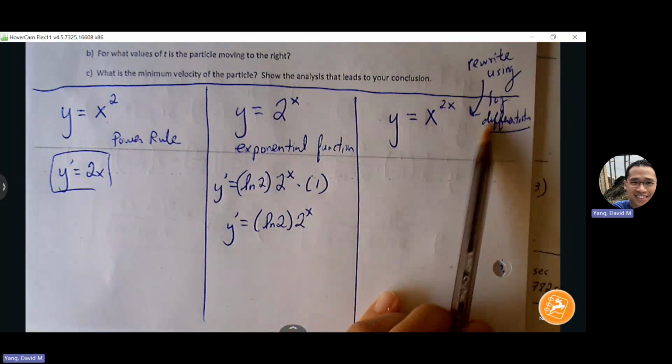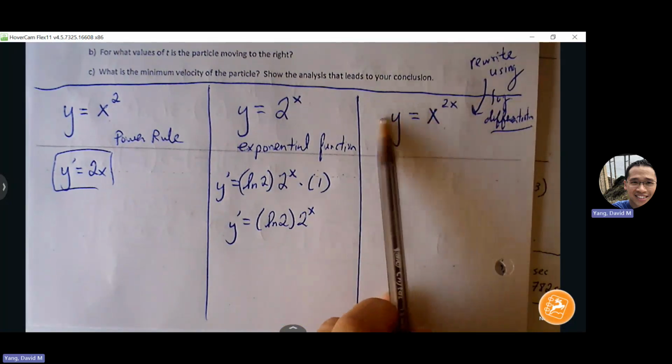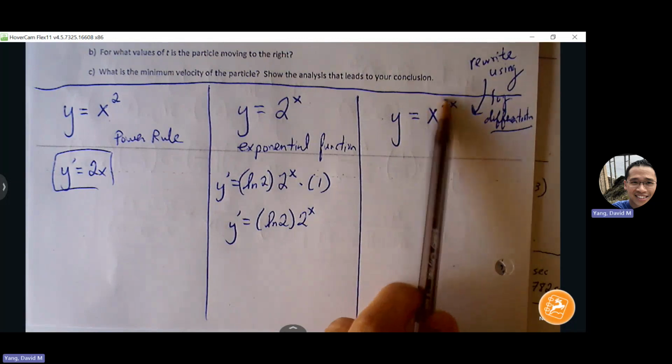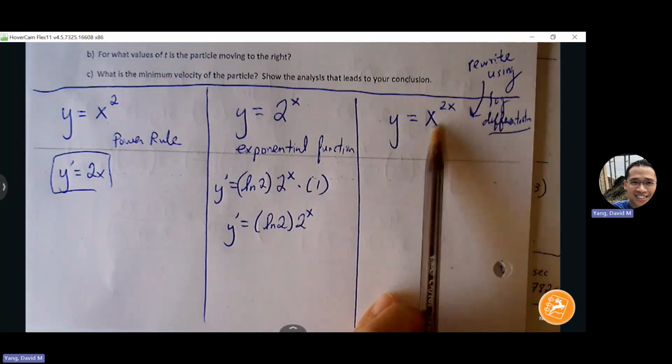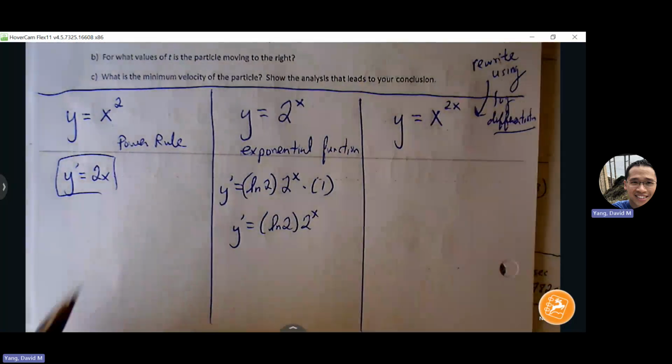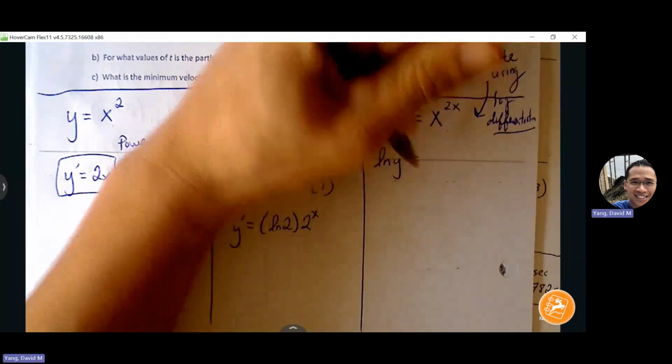So the whole idea with log differentiation is we introduce logs into the problem to allow for that 2x to live somewhere else so that we're not forced to deal with a variable raised to a variable, because we don't have a rule for that. So let's work through this problem. First, we introduce natural logs into the problem.